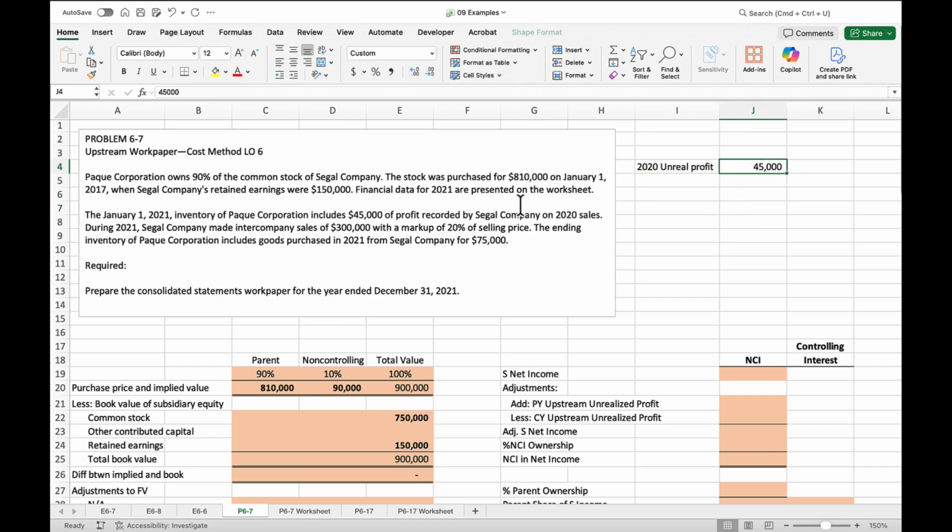And so these were sales by our subsidiary to our parent. So these were upstream sales. Then in the next part, they tell us during 2021, so that's the current year, Siegel Company, our subsidiary, made sales of $300,000. So we have 2021 intercompany sales of $300,000. And again, these were from our subsidiary to our parent, which makes them upstream. Those sales had a markup of 20% of selling price.